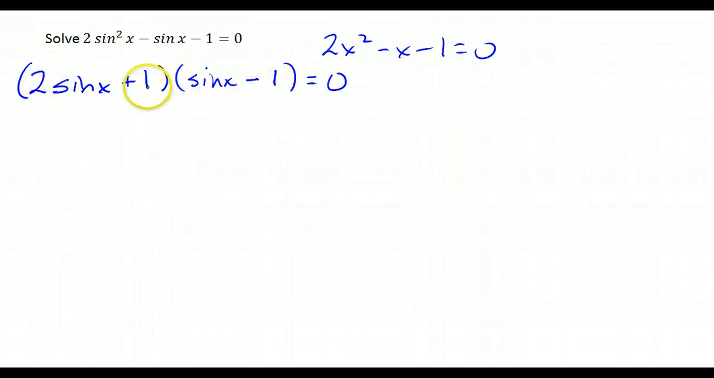I'll get a negative 2 sine x plus a 1 sine x gives me a negative sine x in the middle, and positive 1 times negative 1 gives me negative 1 there. So that works. So let's set each factor equal to 0.